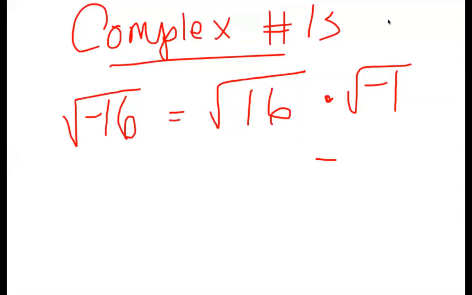And then, of course, that square root of negative 1 is where that unit comes in, that imaginary unit comes in, okay? The i is defined as the square root of negative 1. In other words, the square root of negative 1 is defined as the imaginary unit i, guys, okay?